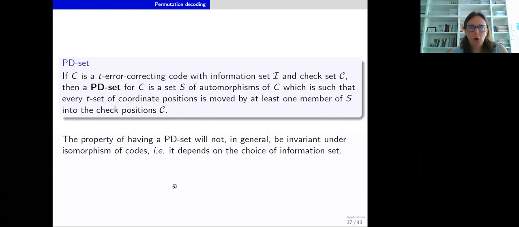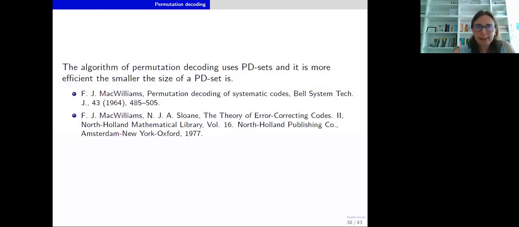The property of having a PD set is not invariant under isomorphism of codes. Actually, it depends on the choice of information set. This algorithm that I explained to you was introduced by McWilliams in '64 in these papers. And here is also a very nice paper in which you can see the details of permutation decoding.